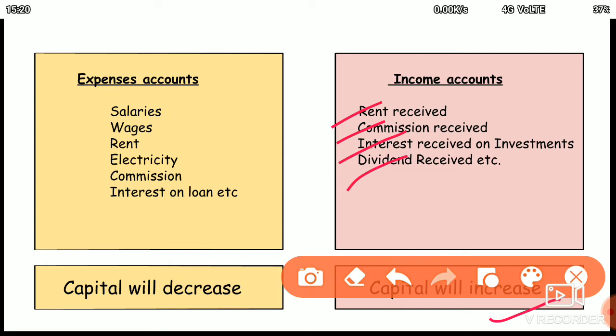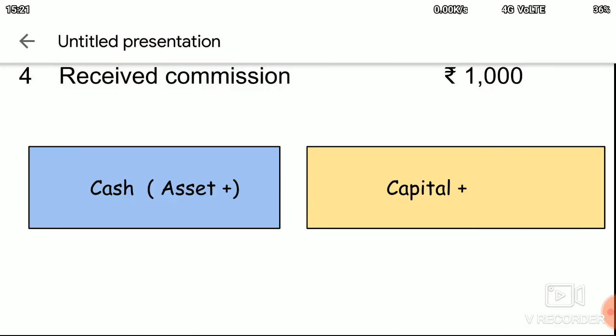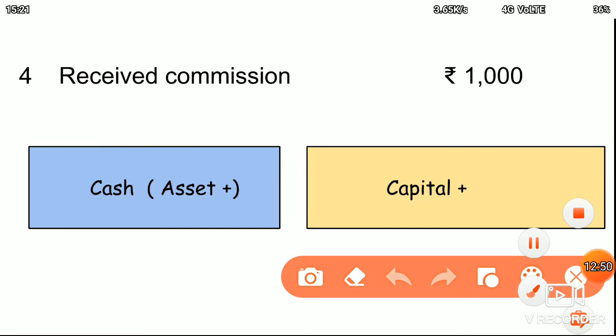On the other hand, there are some expense accounts, for example salaries account, wages account, rent payment account, electricity bill payment account, commission payment account. When the organization takes any loan, it has to pay regular interest, and that also is an expense account. So for expense accounts, we will decrease the capital, and for income accounts, we will adjust the capital by increasing the capital account. So if we go to the transaction, we see received commission: cash we have to increase because the organization is receiving cash. On the other hand, commission is an income, so the capital will increase by 1000.